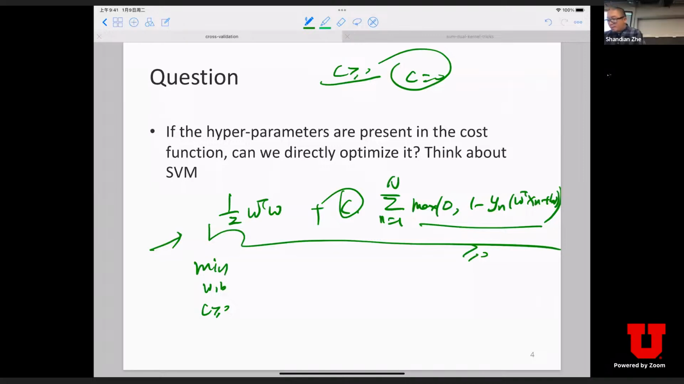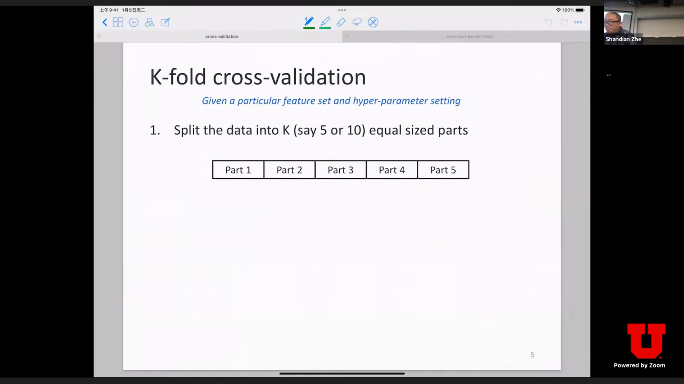So that means you have to tune the hyperparameter separately, right? You cannot jointly optimize hyperparameters with model parameters together. That will lead to some disaster. Then how do we pick C? Suppose we only have one data set. C or other hyperparameters should be evaluated in terms of their influence on the generalization performance. To achieve that, how can we do it?